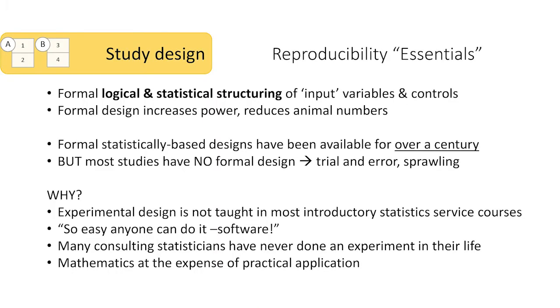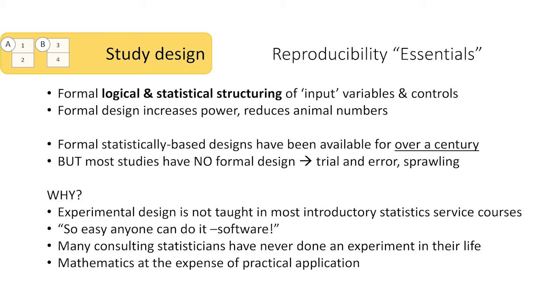So study design is the whole formal, logical, and statistical structuring of your input variables and your controls. Now, formal designs are recommended because they increase the power while reducing animal numbers. And best of all, a lot of designs have been available for at least a century. Most of them were invented in the 1920s and 30s by Ronald Fisher, who invented most of our statistical inference tests. They're still used today. But most studies have no formal design at all. They're either trial and error, or they're just these sprawling, incoherent masses of different comparisons.